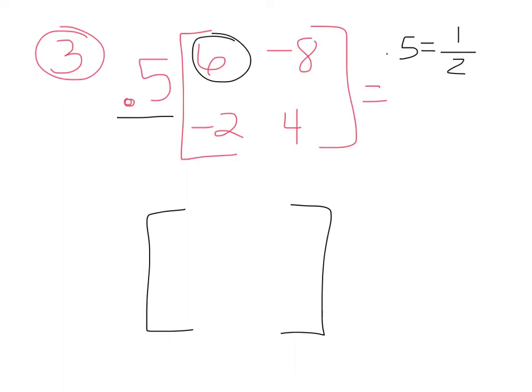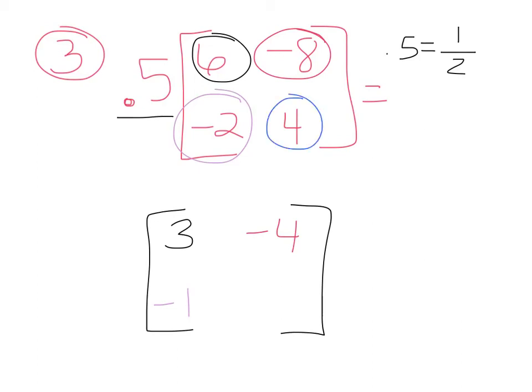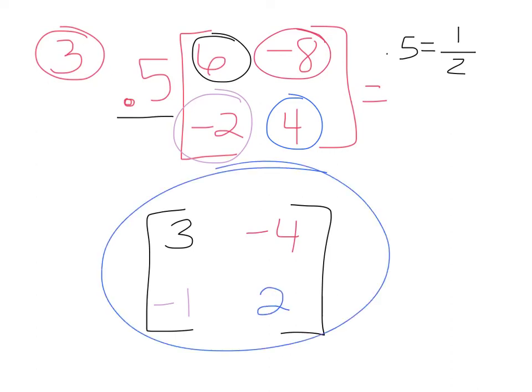So 6 divided by 2 gives you 3. -8 divided by 2 gives you -4. -2 times 1/2 or divided by 2 gives you -1. And then finally we have 4 divided by 2 or times 1/2 gives you 2. And there would be your resulting matrix.